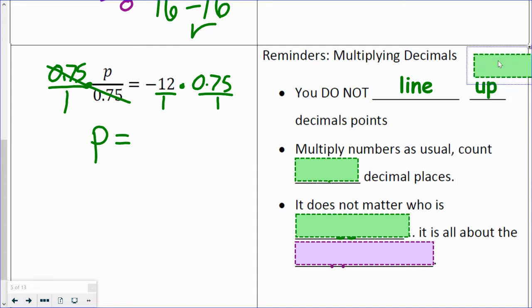We got a lot of extra stuff going on here today. All right, we don't have to line up our decimals. That's only when we add or subtract. Okay, we multiply numbers as usual.